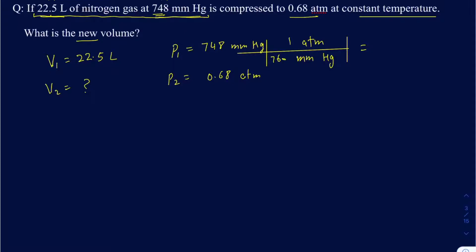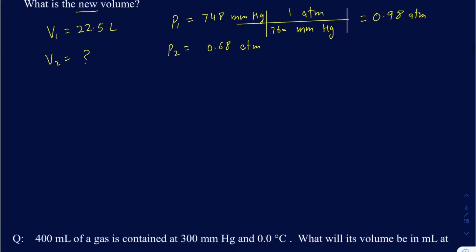So when I do this math, we get 748 divided by 760, which is 0.98 atmosphere. So your initial pressure is 0.98 and you have changed the pressure to 0.68, so you're decreasing the pressure. What would happen to the volume in that case if you're keeping the temperature constant? Well, it should increase, so let's double check that.